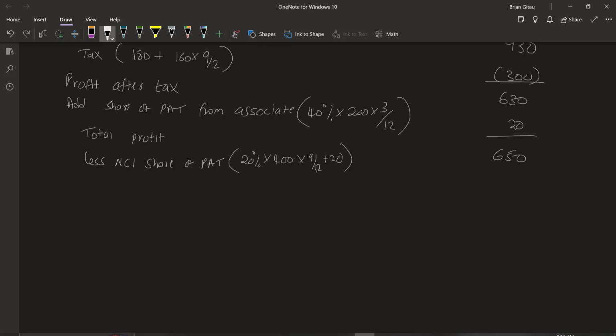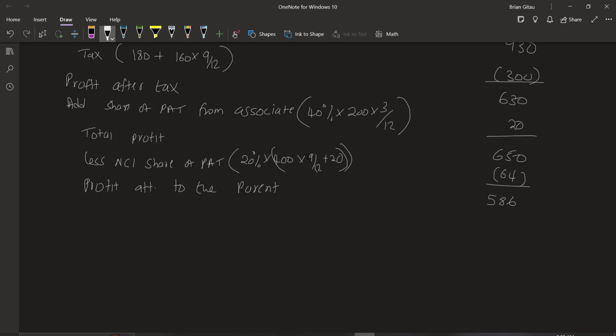So we will have 20% of 400 times 9 over 12 plus 20. This is giving me 64. So if I less 64, I get the profit attributable to the parent, which is 586. So that is how we do an income statement.